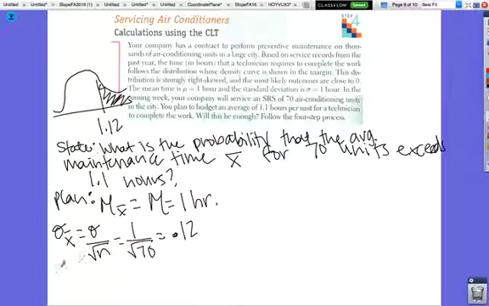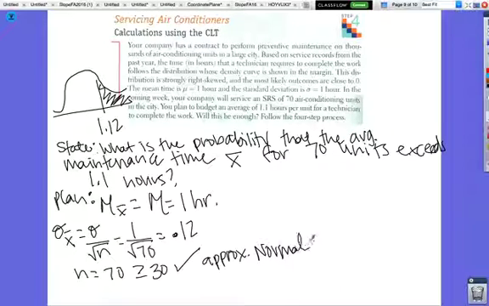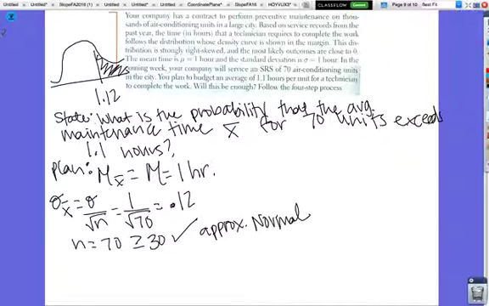The next thing you want to do is make sure that you have an approximately normal shape. To do that, you're going to say, is my sample size, which is 70, greater than or equal to 30? Because that works, you do have an approximately normal shape. And the distribution of x bar is therefore approximately normal with a mean of 1 and a standard deviation of 0.12. And we want to find the probability that x bar is greater than 1.1.